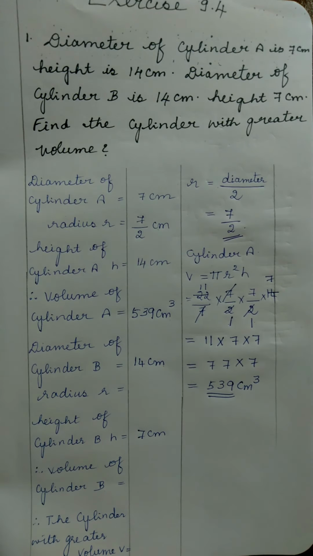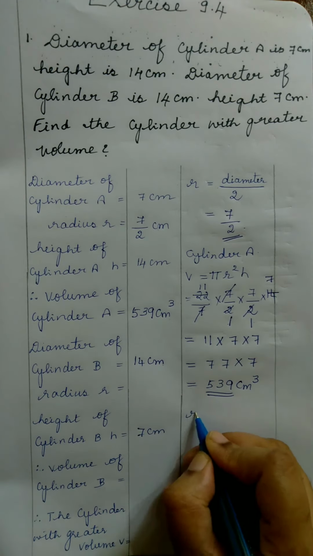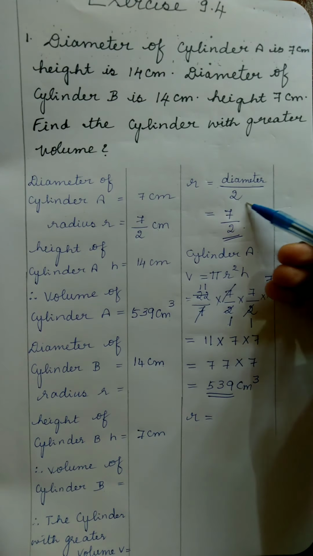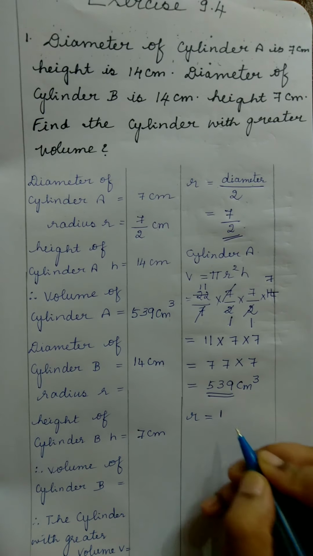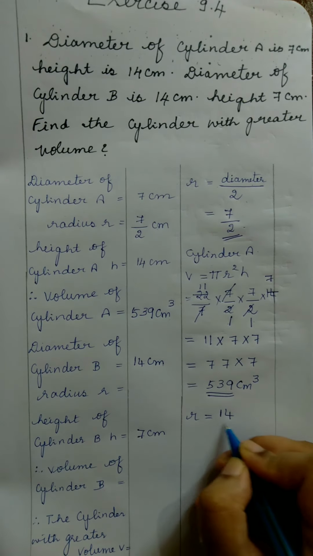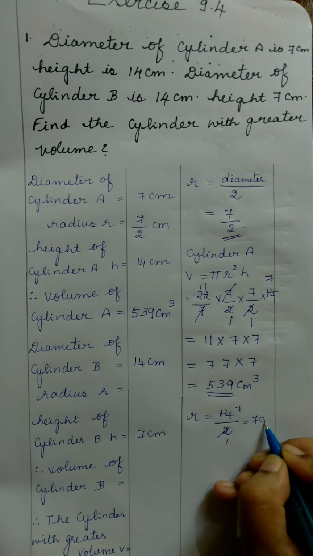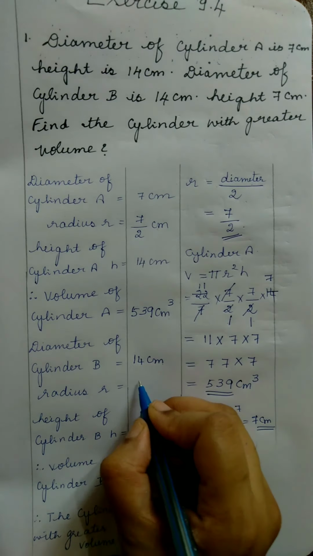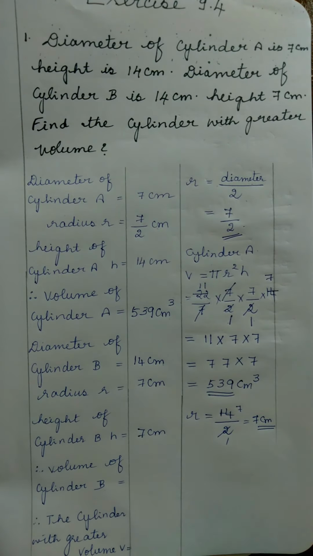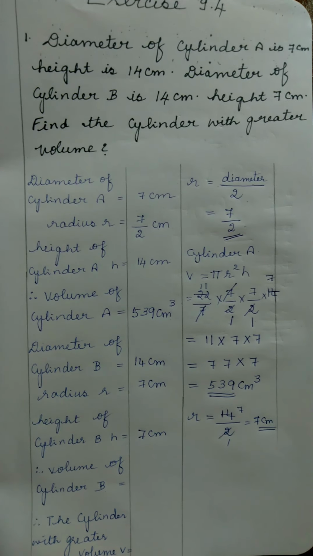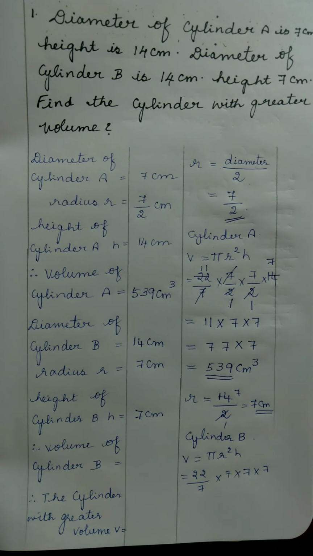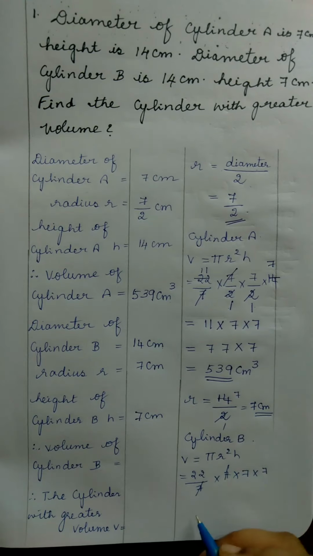Now, we need to find out the volume of cylinder B. Diameter is 14 centimeter. Now we have to find out the radius. We know that r is equal to diameter divided by 2. Therefore, the value of the diameter in cylinder B is 14 divided by 2. 2 sevens are 14. Therefore, the radius value will be equal to 7 centimeter. Height is given, that is equal to 7 centimeter. Again, we have the same formula, V equal to pi r square h. So, 22 by 7 into 7 into 7 into 7. 7 and 7 get cancelled.